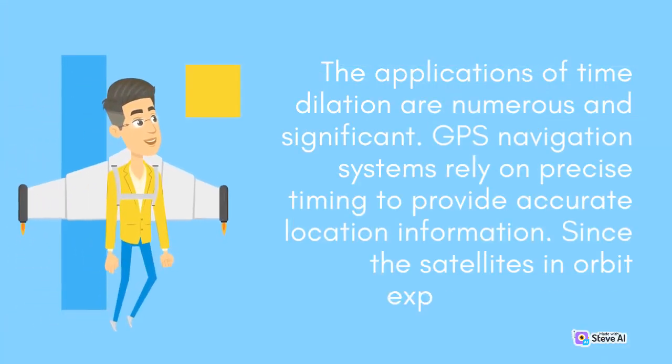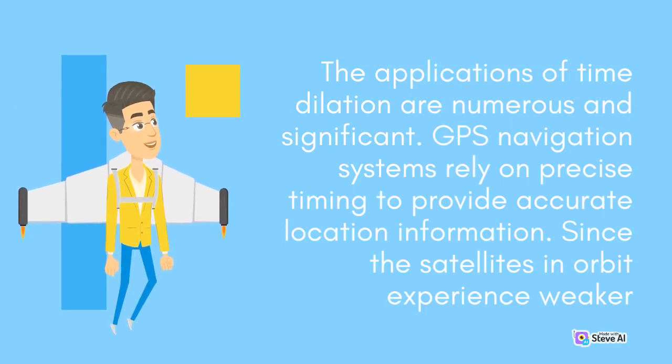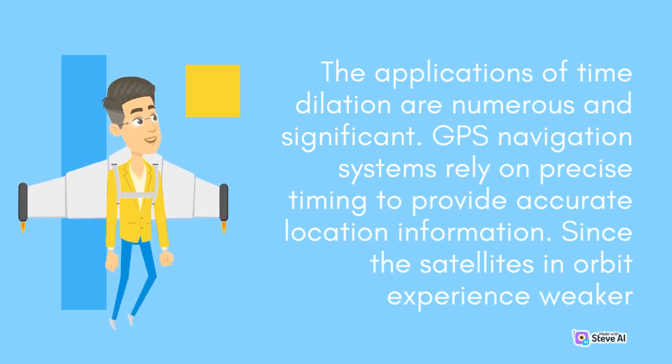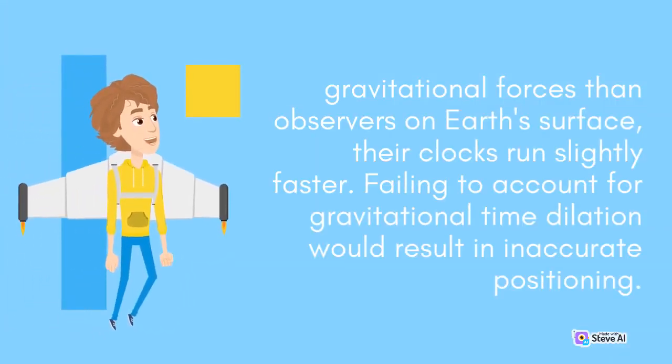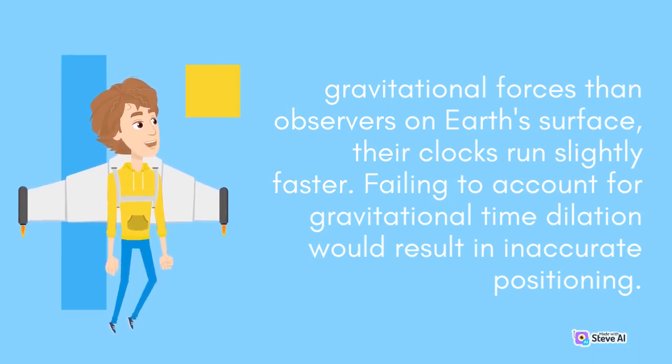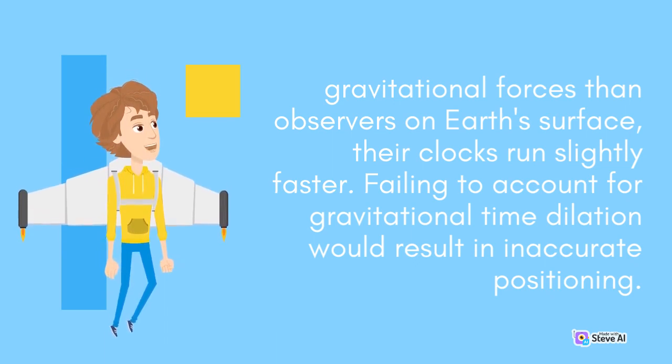The applications of time dilation are numerous and significant. GPS navigation systems rely on precise timing to provide accurate location information. Since the satellites in orbit experience weaker gravitational forces than observers on Earth's surface, their clocks run slightly faster. Failing to account for gravitational time dilation would result in inaccurate positioning.